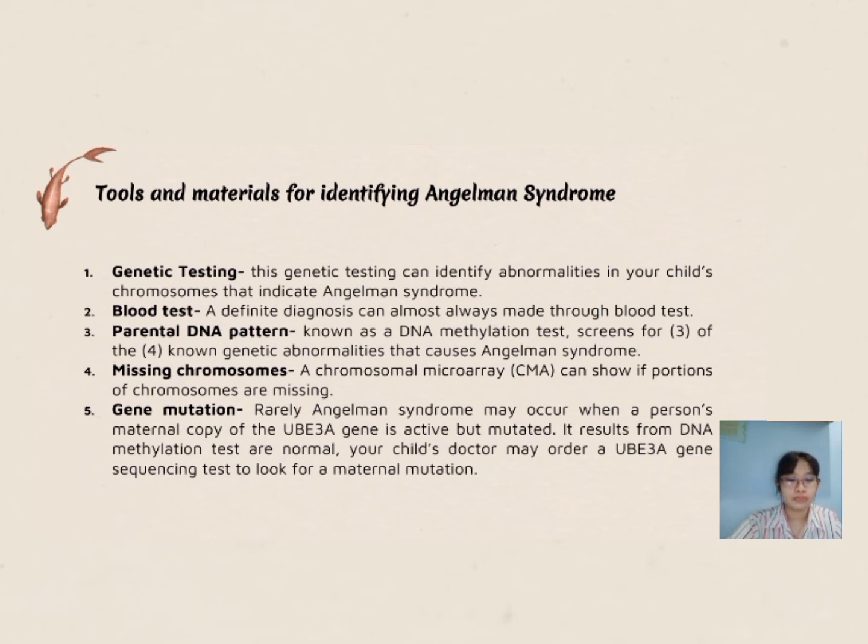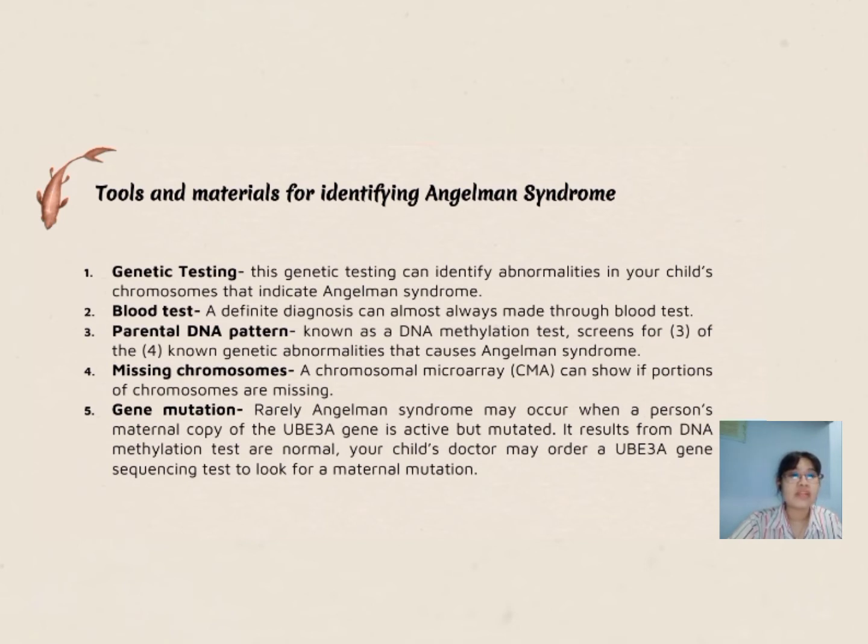Next is the blood test rather. A definite diagnosis can always be made through a blood test. Kasi po, we have the blood test, ginagamit din siya sa genetic testing as well. Next is the parental DNA pattern, known as the DNA methylation test. Screens for 3 of the 4 known genetic abnormalities that can cause Angelman syndrome.